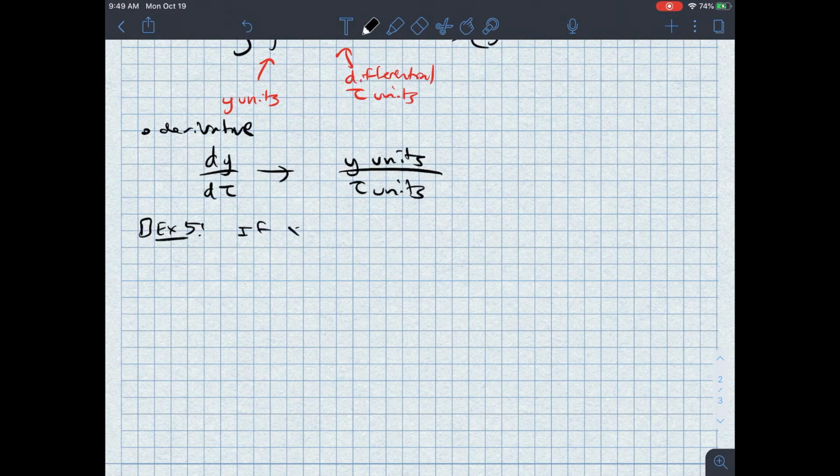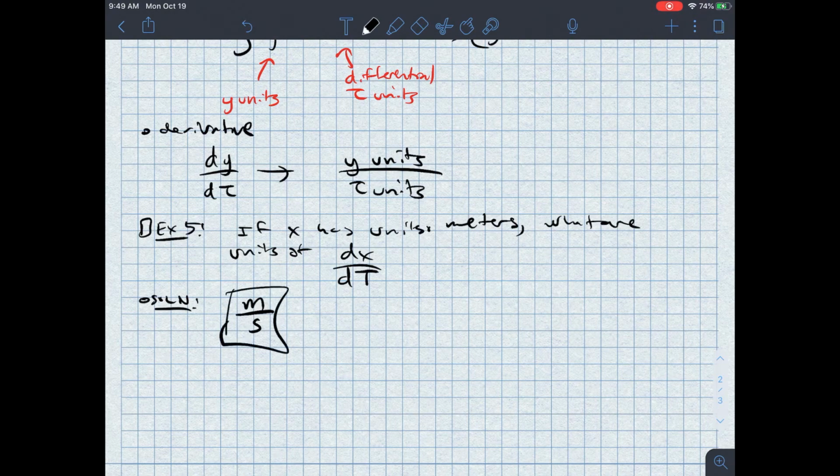Example number 5. If x has units of meters, what are the units of dx dT, with big T representing time? The solution is, of course, that the units of this are meters per second.